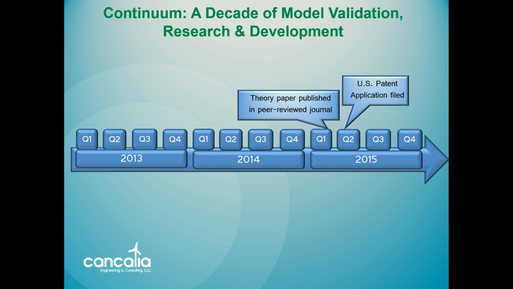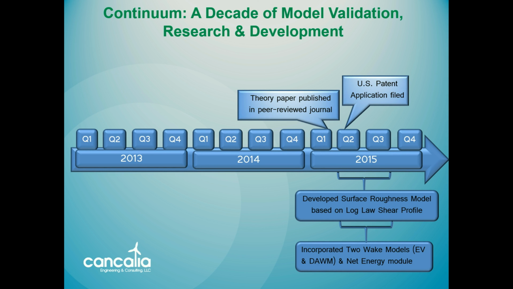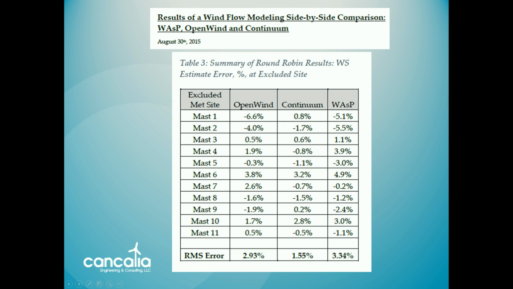Later in 2015, I developed a surface roughness model, incorporated 2 wake models, and built a net energy module into Continuum. Then we conducted a study where we compared model results of WASP, Open Wind, and Continuum. We conducted a round robin using each model, and the RMS error of Continuum was 1.55%, about half the error found from the other 2.